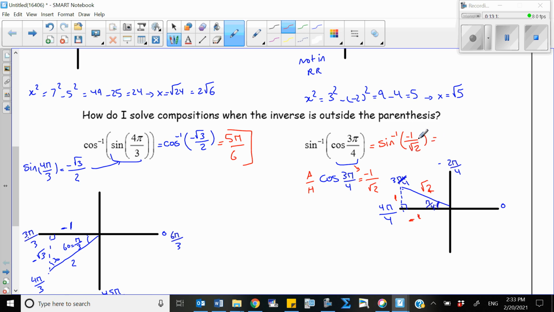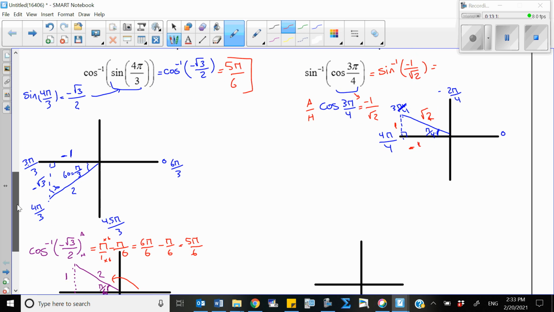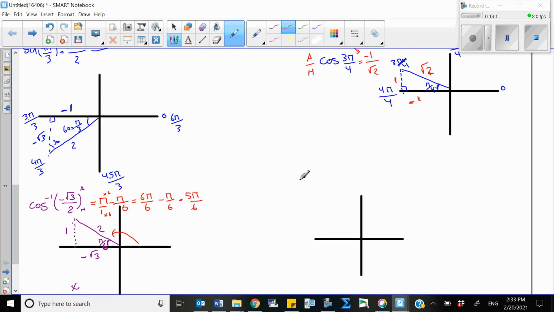Now we have a new question. I need to have a new picture here as well. So sine inverse of -1 over root 2. Okay, sine is negative, so it should be either here or here. And the restricted range is between -pi over 2 and pi over 2. So this one is not accepted. We take only this one.